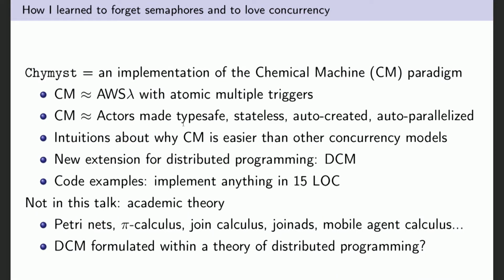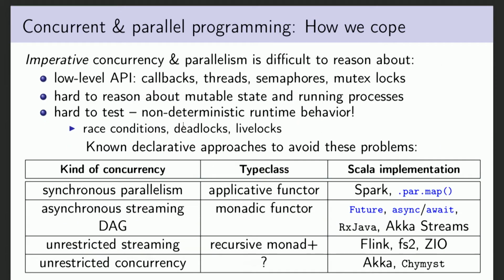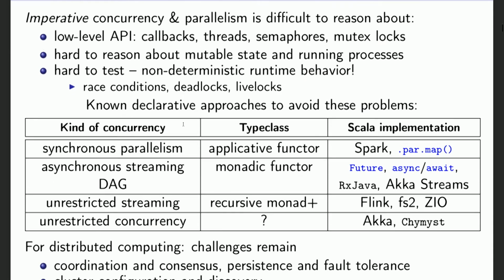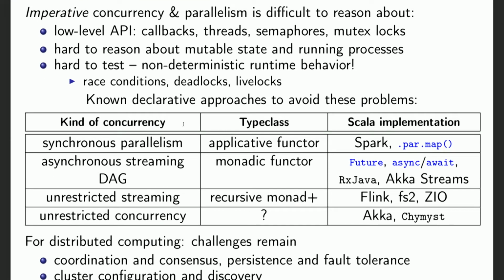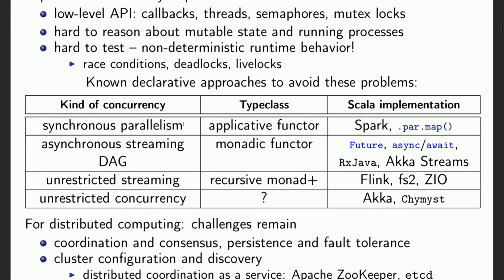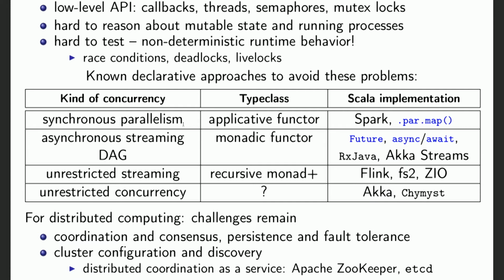So that's basically what my talk is going to be about. We all know that imperative concurrency and parallelism is very hard, and we don't want to do that because there are all kinds of problems with reasoning about mutable state, reasoning about processes that run at the same time. It's very hard to test. You have non-deterministic behavior at runtime. There's never enough testing, basically. So you have all kinds of race conditions, deadlocks, live locks. People don't want to program in threads and callbacks and semaphores.